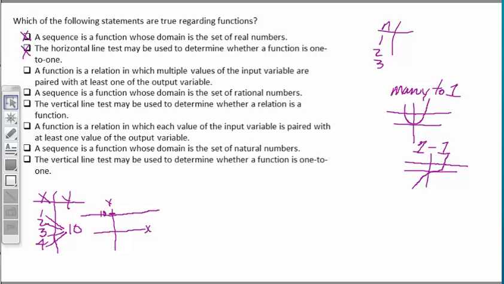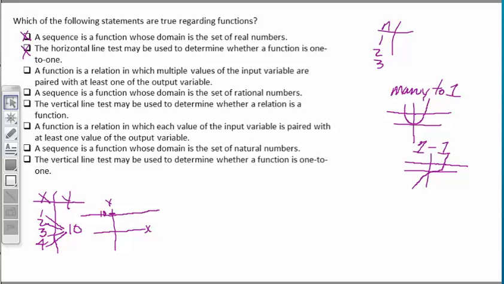Okay, let's look at the fourth one here. A sequence is a function whose domain is the set of rational numbers. Well, you know what? I'm not even going to give you a chance to respond to that because we've already answered what a sequence is. It's all real numbers, not rational numbers. So that one's going to be false as well.